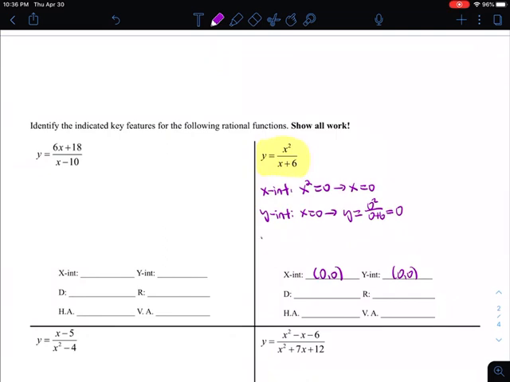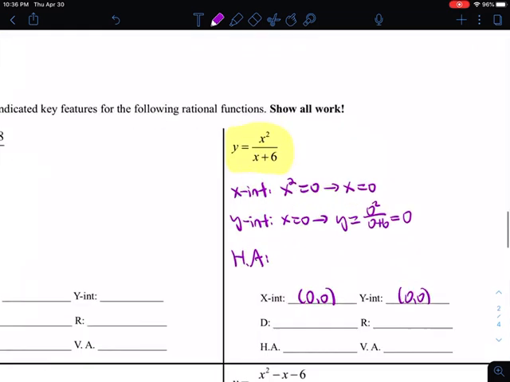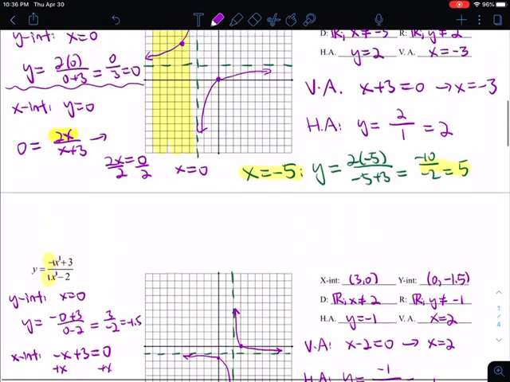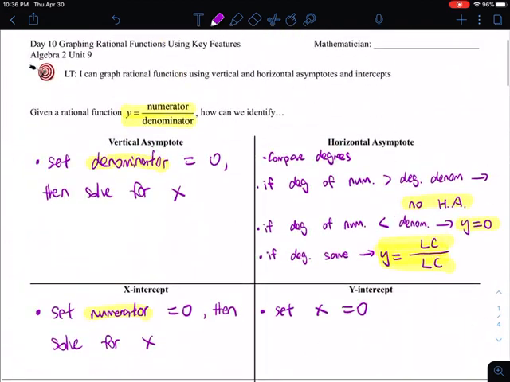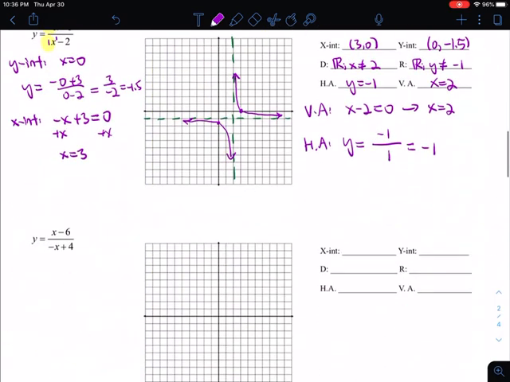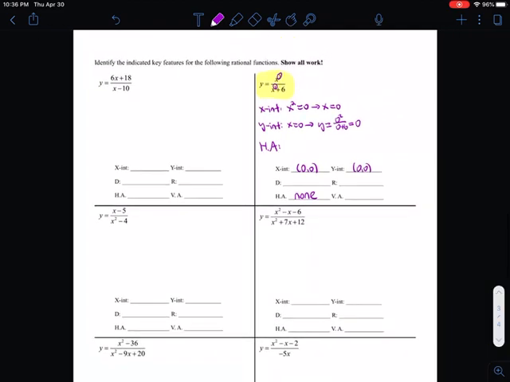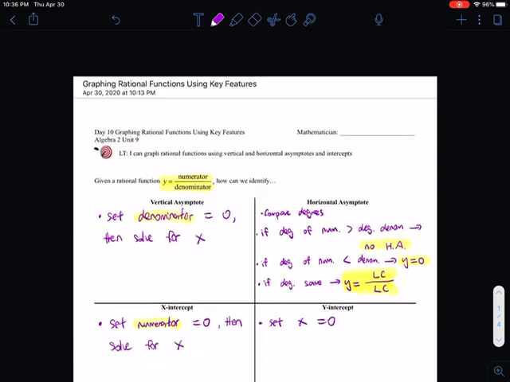In this case, for the horizontal asymptote, the degree of the top is 2. The degree of the bottom is 1. So the degree of the top is bigger. What happens if the degree of the top is bigger? Well, that's the first case. If the degree of the numerator is bigger than the denominator, then there is no horizontal asymptote. So that's kind of nice. None. And then how about the vertical asymptote?